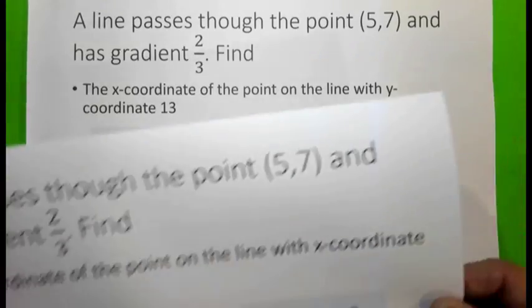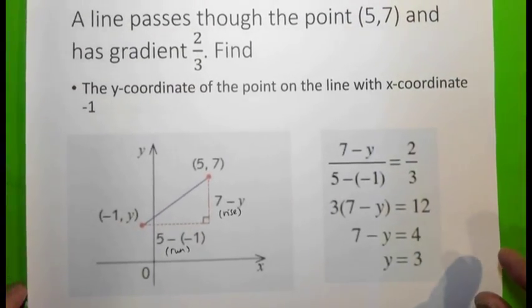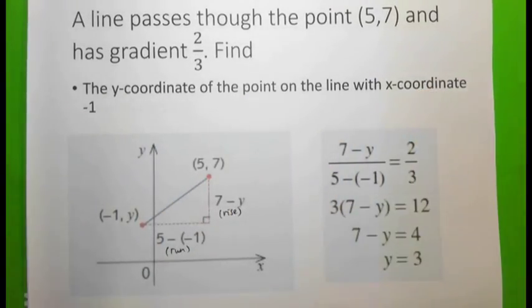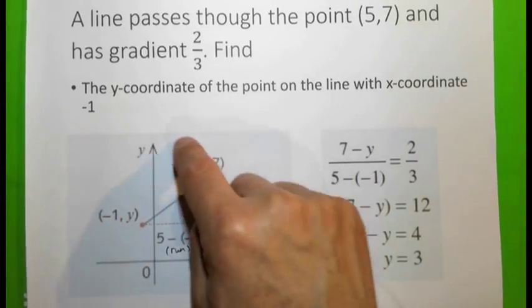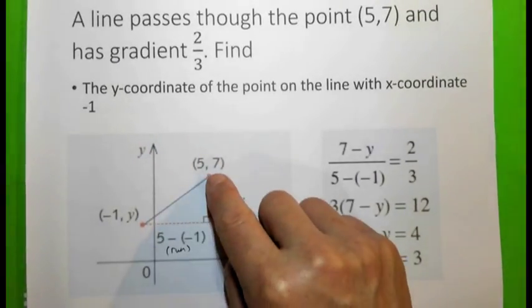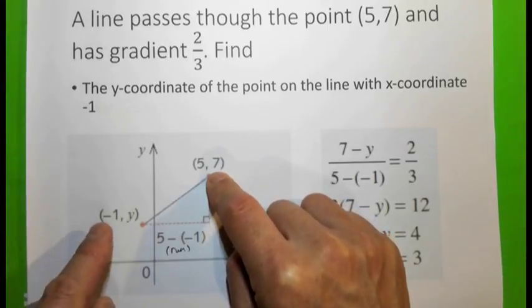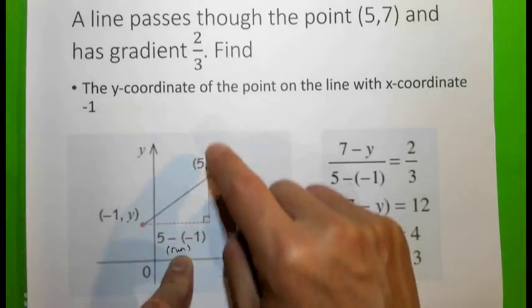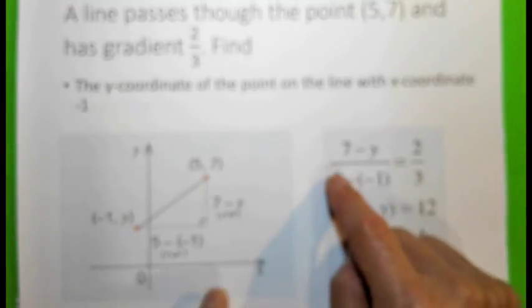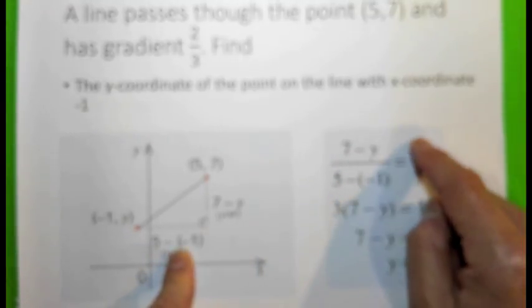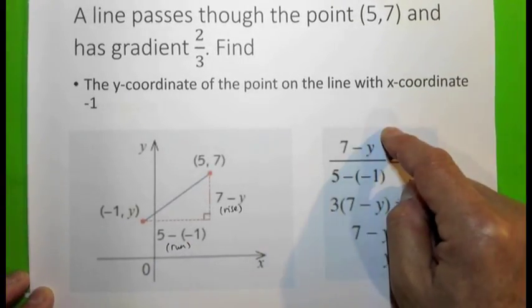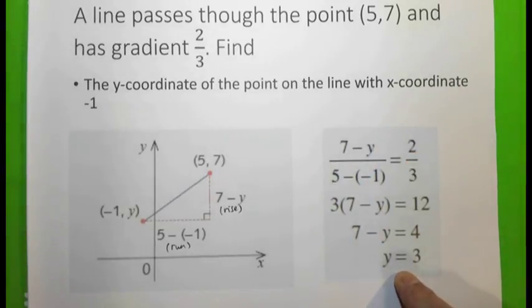Similar example, this time we need to find the y coordinate of the point on the line with x coordinate minus 1. Again, we can plot out or sketch the line. We know one point is (5, 7), the other point is (minus 1, y). We know the rise and the run, and the gradient is 2 over 3. So therefore, 7 minus y over 5 minus (minus 1) equals 2/3. Again, by manipulating this equation, we found that y is actually 3.